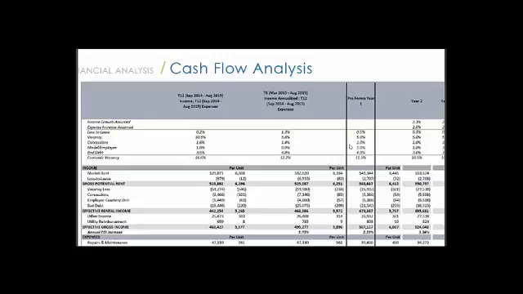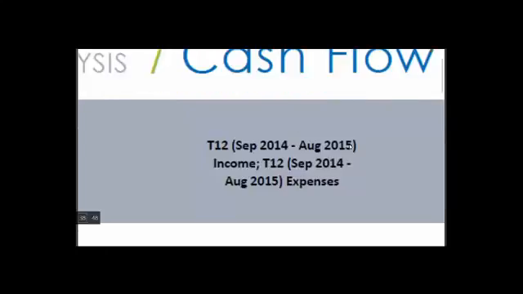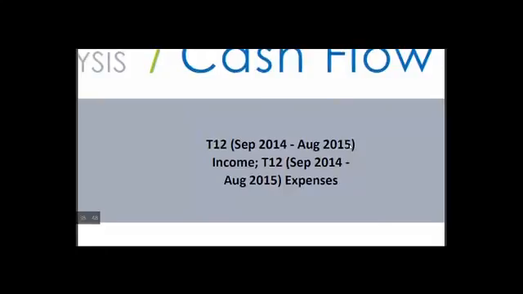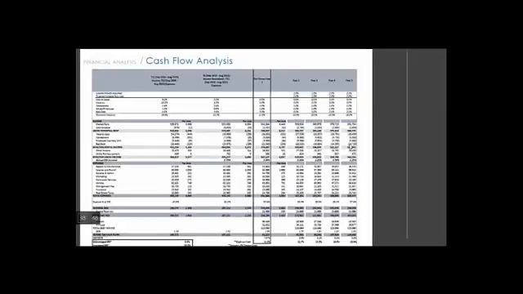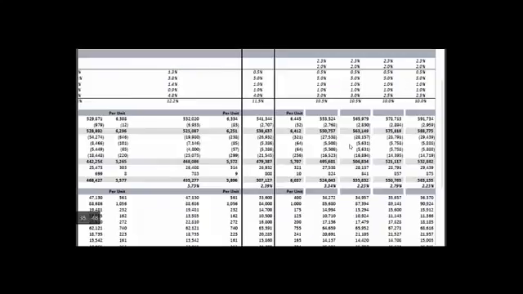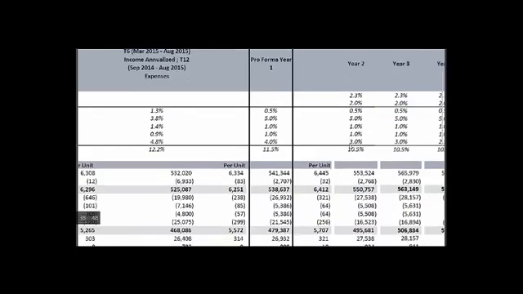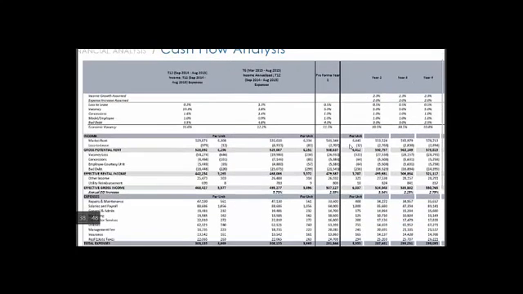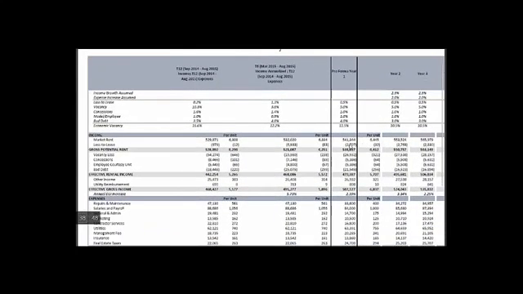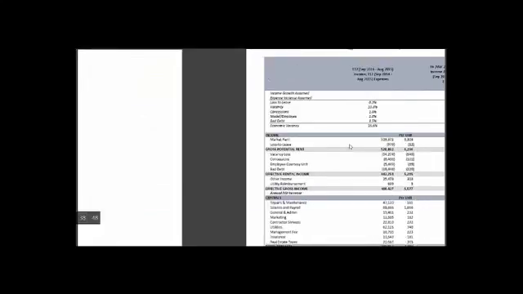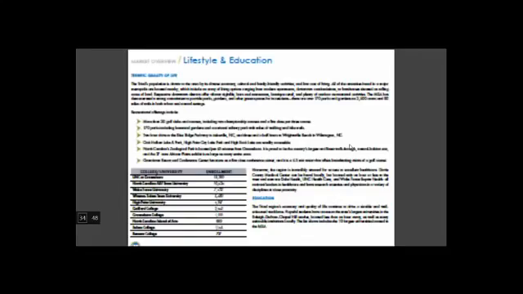So right away, I'm looking at this particular section right here that shows me the T12 for the income and the expenses at the same time. Okay. Now, pro forma year one. I'm only going to use pro forma if the numbers look worse. Okay. So let's begin.